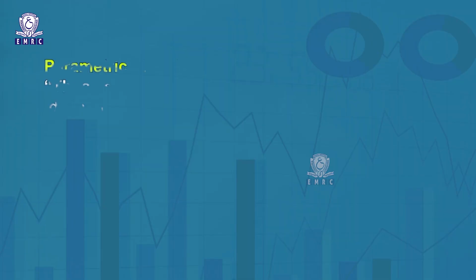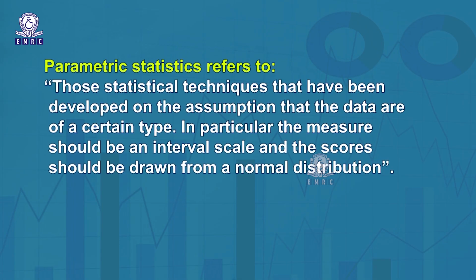Parametric statistics is defined as having an assumption of normal distribution for the population under study. Parametric statistics refers to those statistical techniques that have been developed on the assumption that the data are of a certain type. In particular, the measure should be an interval scale and the scores should be drawn from a normal distribution. There are certain basic assumptions of parametric statistics.